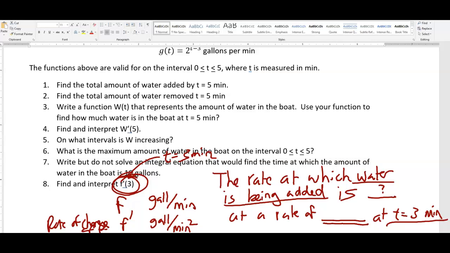So the rate at which water is being added is increasing because it's a positive number, at a rate of 0.035, and I should have put my units here, gallons per minute squared. So there's our interpretation. Since f represents gallons per minute, f prime represents gallons per minute squared. And f is the rate at which water is being added, so f prime is the rate of change of the rate at which water is being added. Okay? And there you guys have it for that.